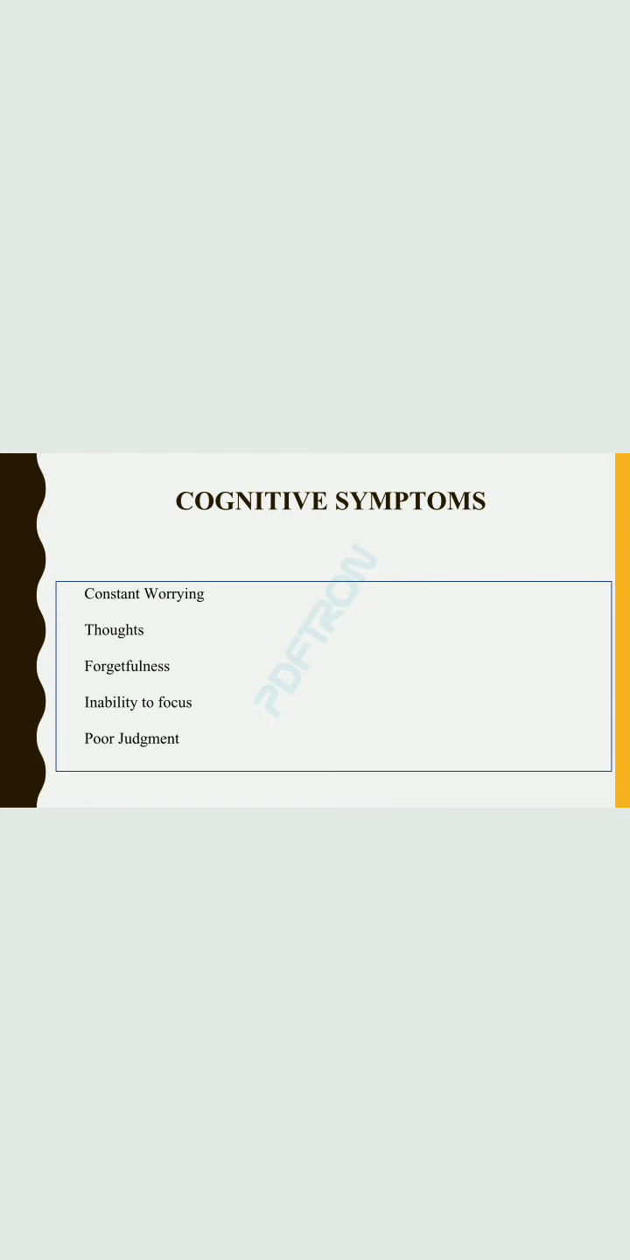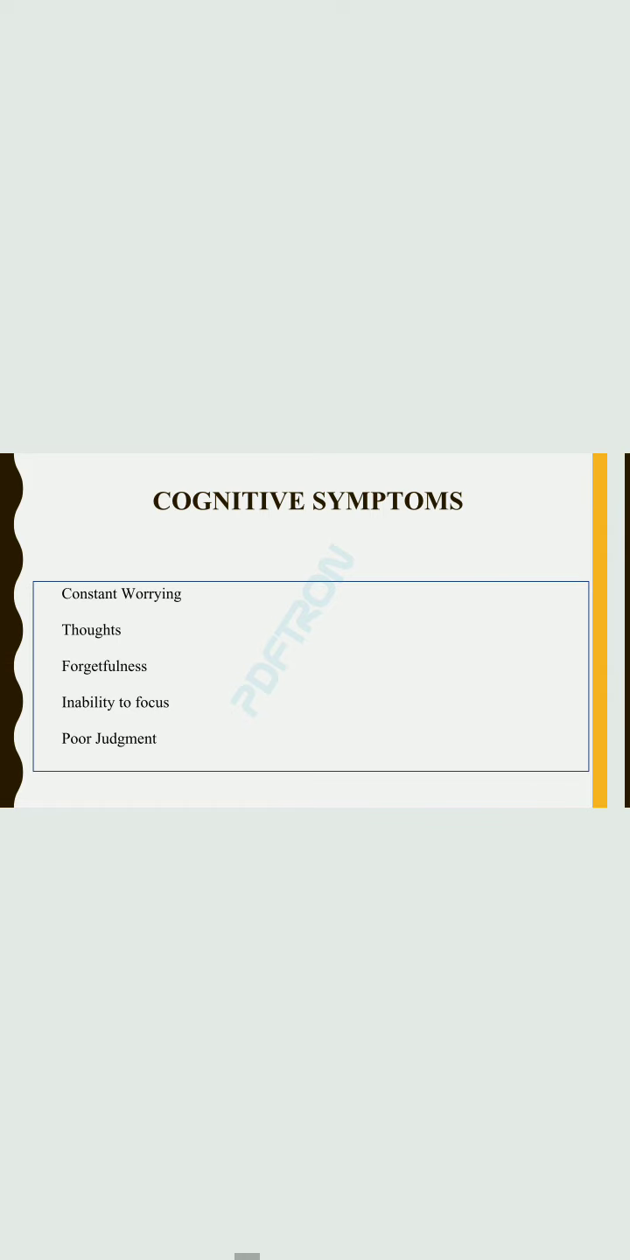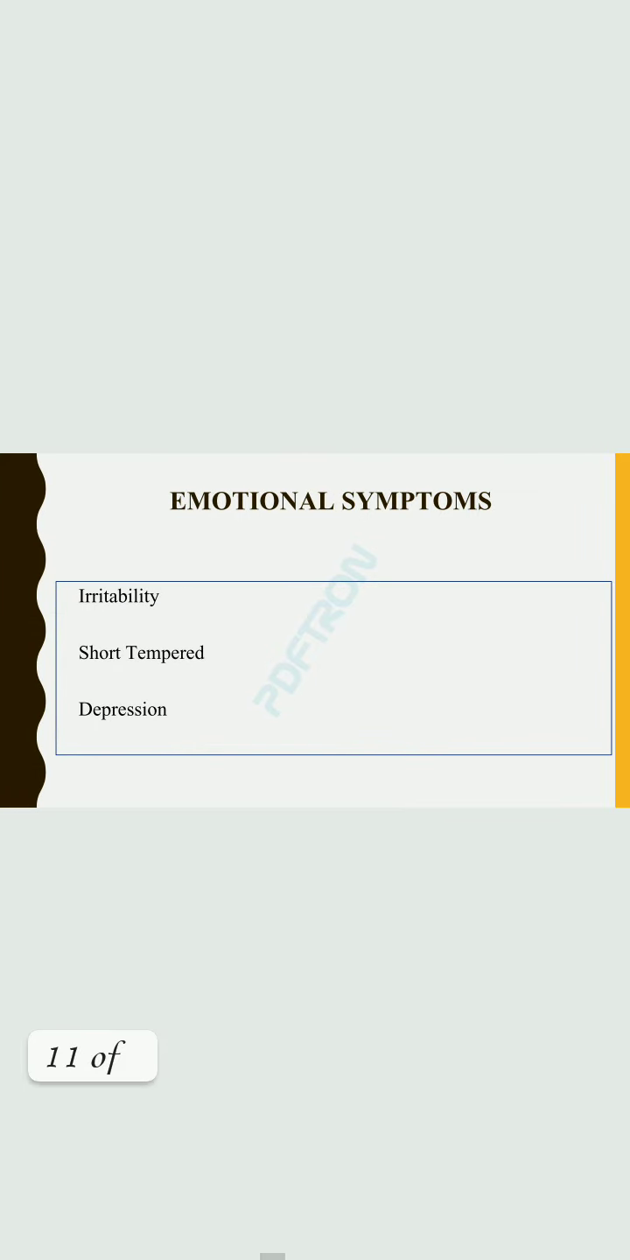constant worriness about the situation. For example, if you have experienced any negative situation, that may cause constant worriness, overthinking, forgetfulness, inability to focus or concentrate, poor judgment. It means that they cannot take decisions on their own.